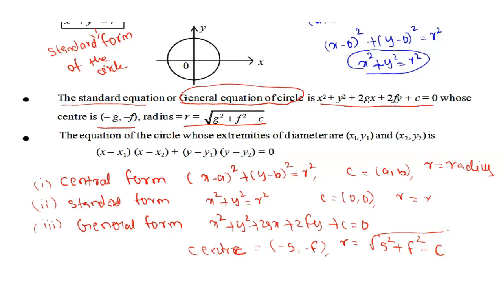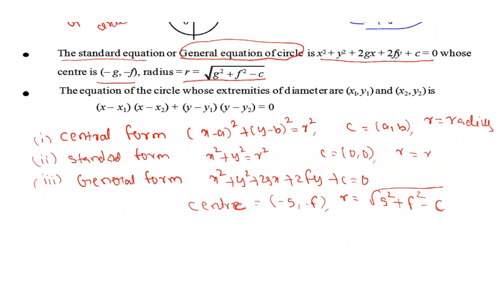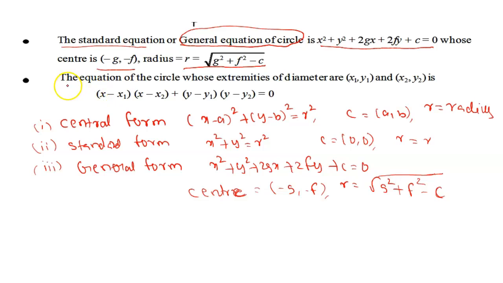Next, coming to the formula for the extremities of the diameter of the circle. So here, the equation of the circle whose extremities of the diameter are (x1, y1) and (x2, y2) is: (x minus x1) into (x minus x2) plus (y minus y1) into (y minus y2) is equal to 0.